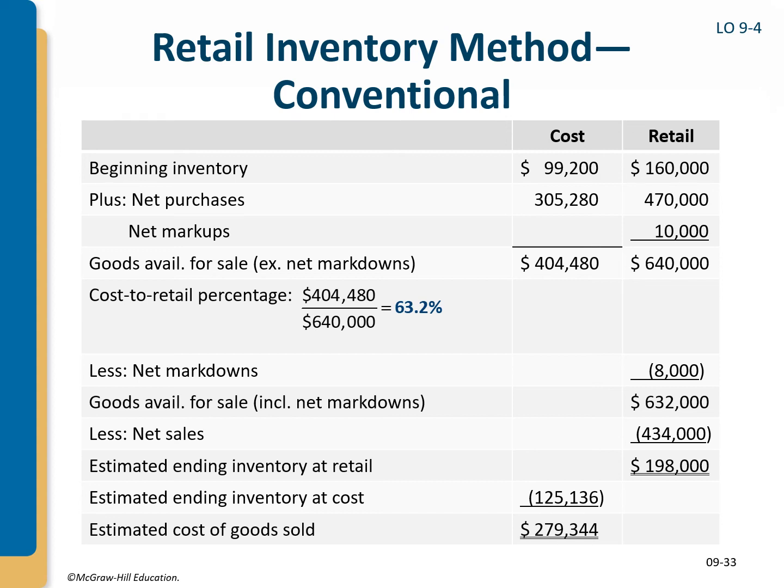Now, we'll multiply our cost to retail percentage we calculated under this method, 63.2%, by the ending inventory at retail, $198,125,136. So you notice our inventory amount is less.